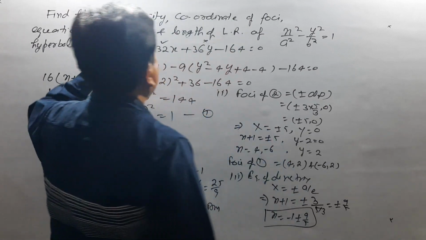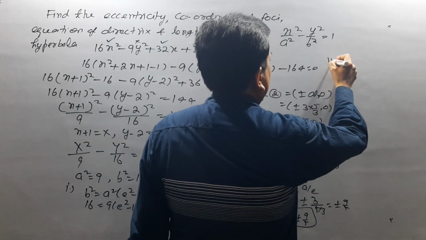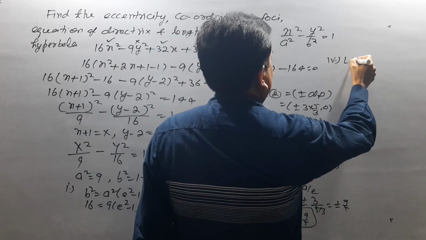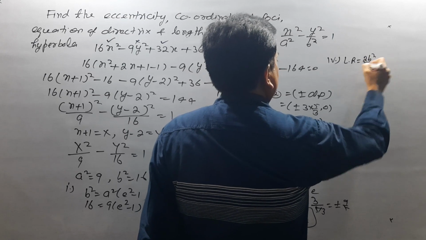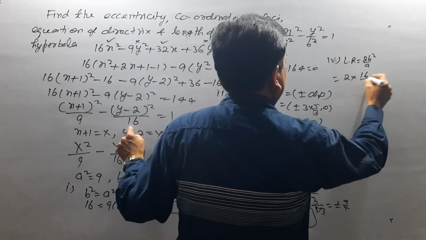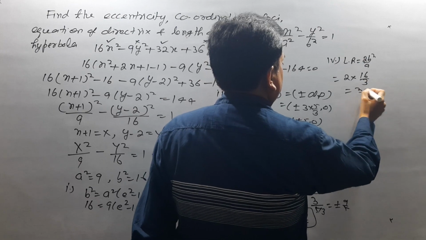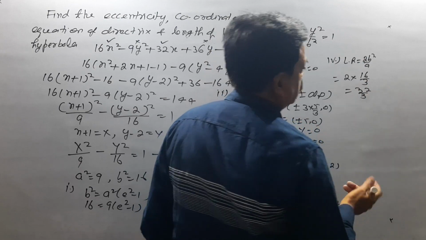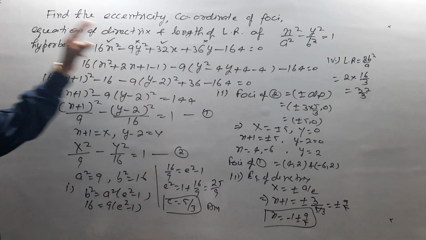And now the length of latus rectum. Length of latus rectum is 2b square upon a. 2b square is 32, upon a is 3. So 32 upon 3 is the length of latus rectum. So this is the solution of this question.